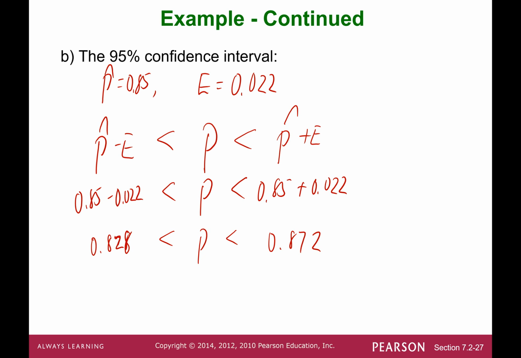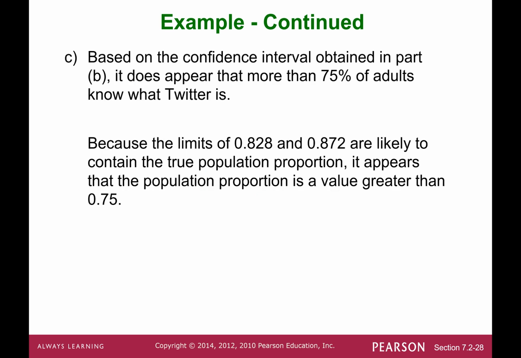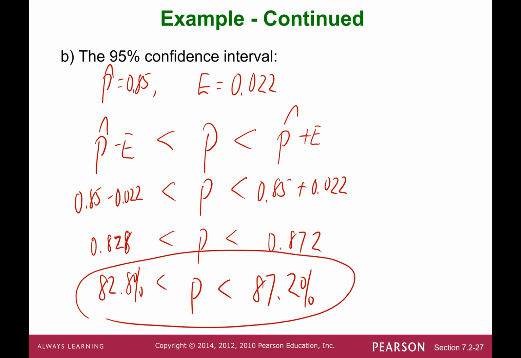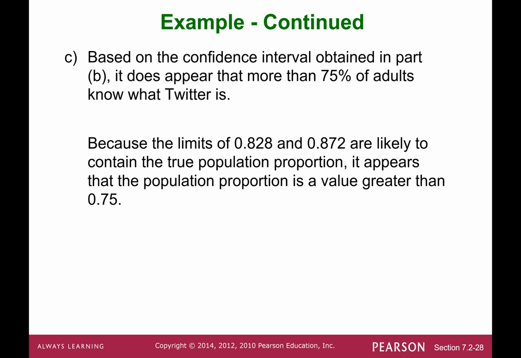Then the interpretation: based on the confidence interval obtained in Part B, it does appear that more than 75% of adults know what Twitter is, because both limits are bigger than 75%. So definitely 87.2%. For sure, more than 75% of adults know what Twitter is, because the interval is likely to contain the true population proportion, and that number is definitely bigger than 0.75, so we're good.